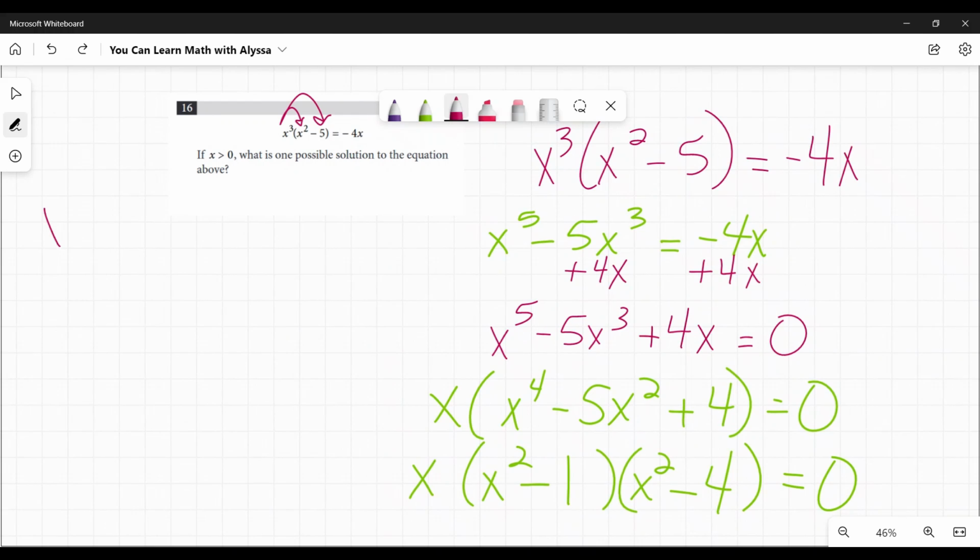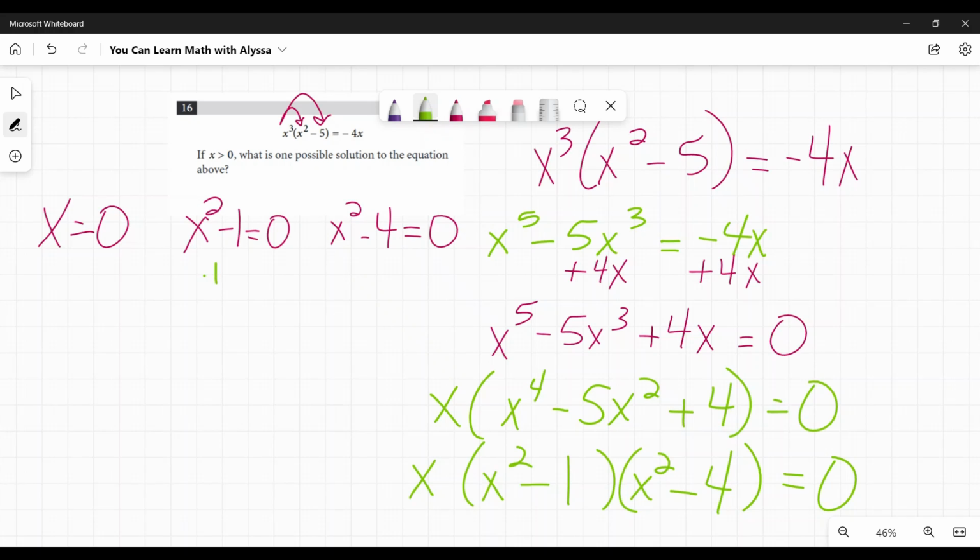So the first one would just be that x equals 0, and I don't have to do anything else. The next one would be x squared minus 1 equals 0. The other one would be x squared minus 4 equals 0. These you can do one of two ways. You can either, for example, here you would add 1 to both sides. You get x squared equals 1. Take the square root of both sides. x equals plus or minus 1.